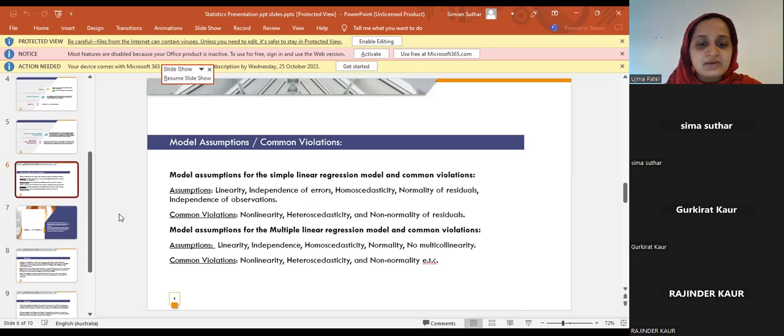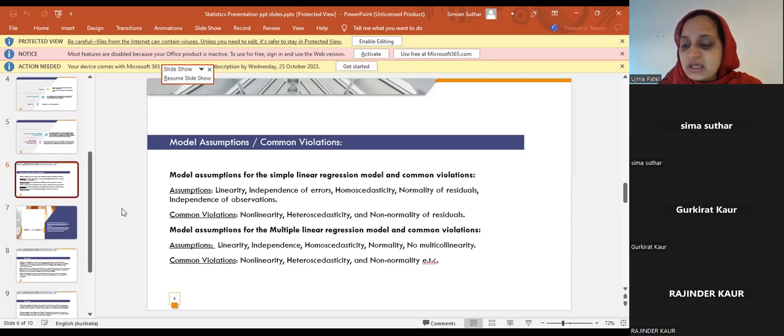Second, the model assumptions for the multiple linear regression model and common violations. To check the model assumptions for the multiple linear regression model, you need to assess the following assumptions and potential violations. Linearity: the relation between the independent variables and the dependent variable should be linear. Independence: the observations should be independent of each other. Violation of independence can occur when there is autocorrelation.